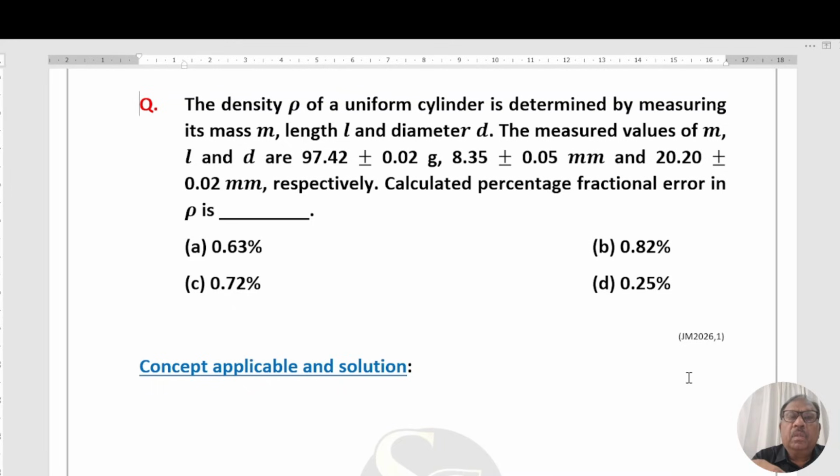Question is, the density rho of a uniform cylinder is determined by measuring its mass m, length L and diameter d. The measured values of m, L and d are given. Calculate the percentage and fractional error in density. Four options are given, one of the options is correct.